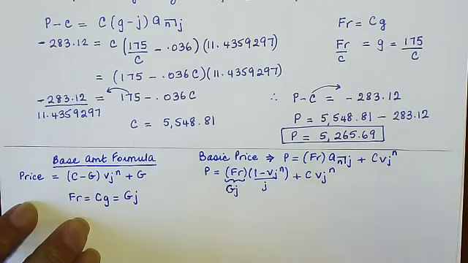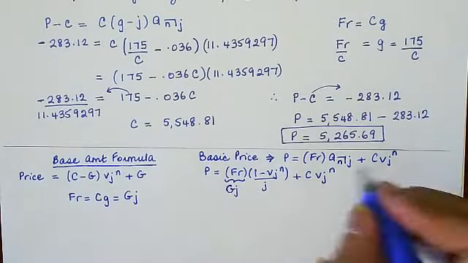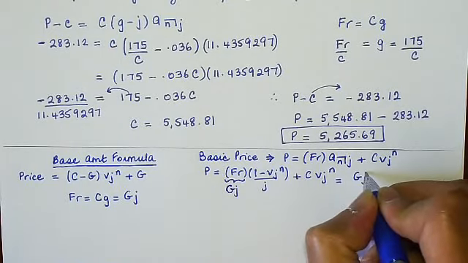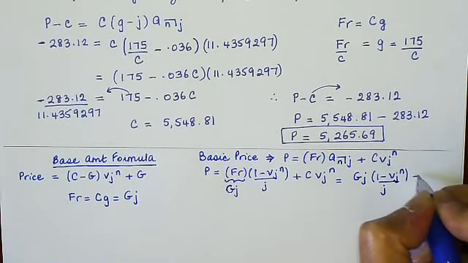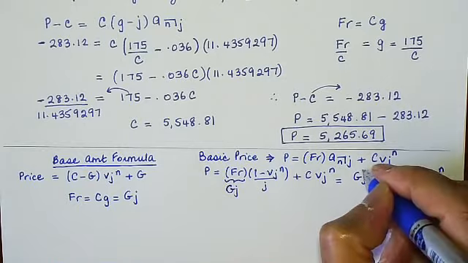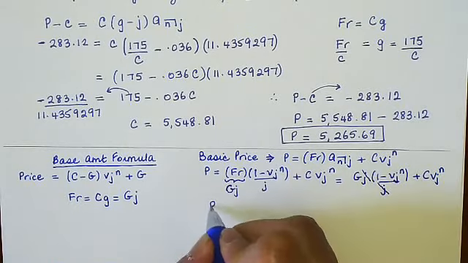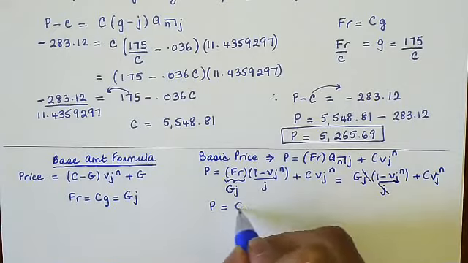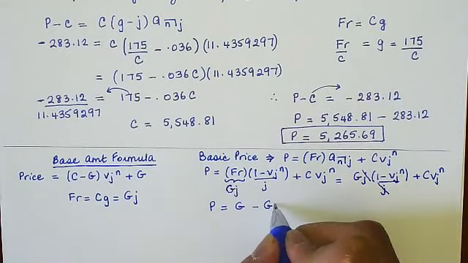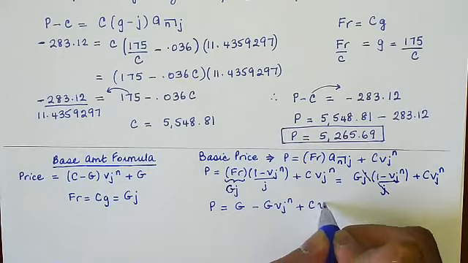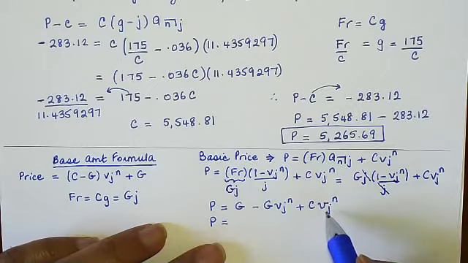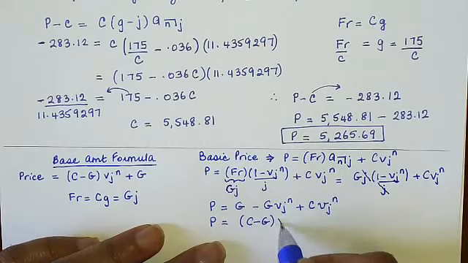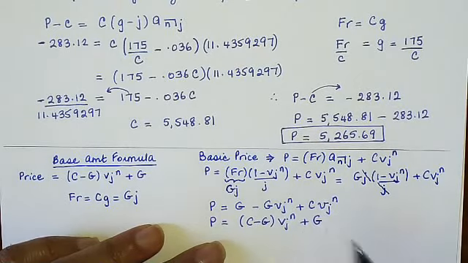I want something that involves the base amount G. So replacing this, we get GJ times (1 minus Vj to the N) over J plus CVJ to the N. These J's will cancel, leaving me with price equals G minus G Vj to the N plus C Vj to the N. Or, gathering the Vj to the N terms, I get (C minus G) Vj to the N plus G.